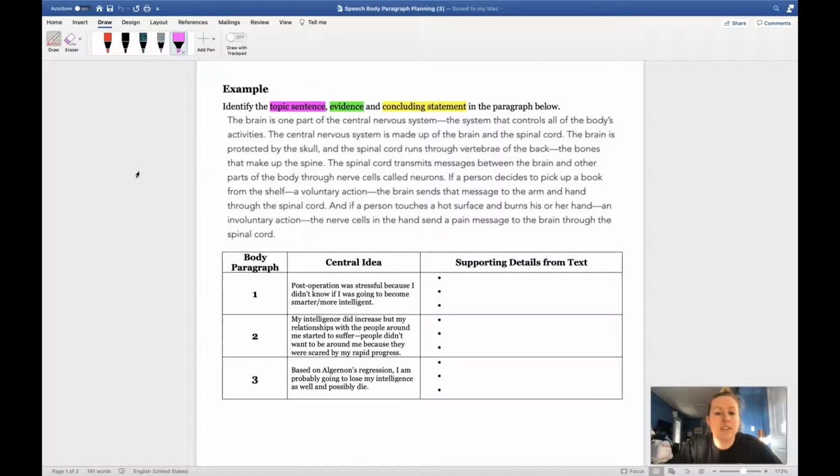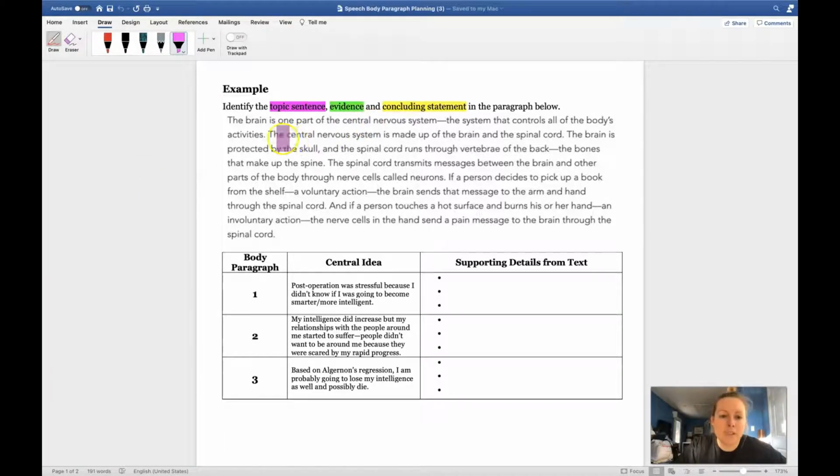If a person decides to pick up a book from the shelf, a voluntary action, the brain sends the message to the arm and hand through the spinal cord. And if a person touches a hot surface and burns his or her hand, an involuntary action, the nerve cells in the hand send a pain message to the brain through the spinal cord.